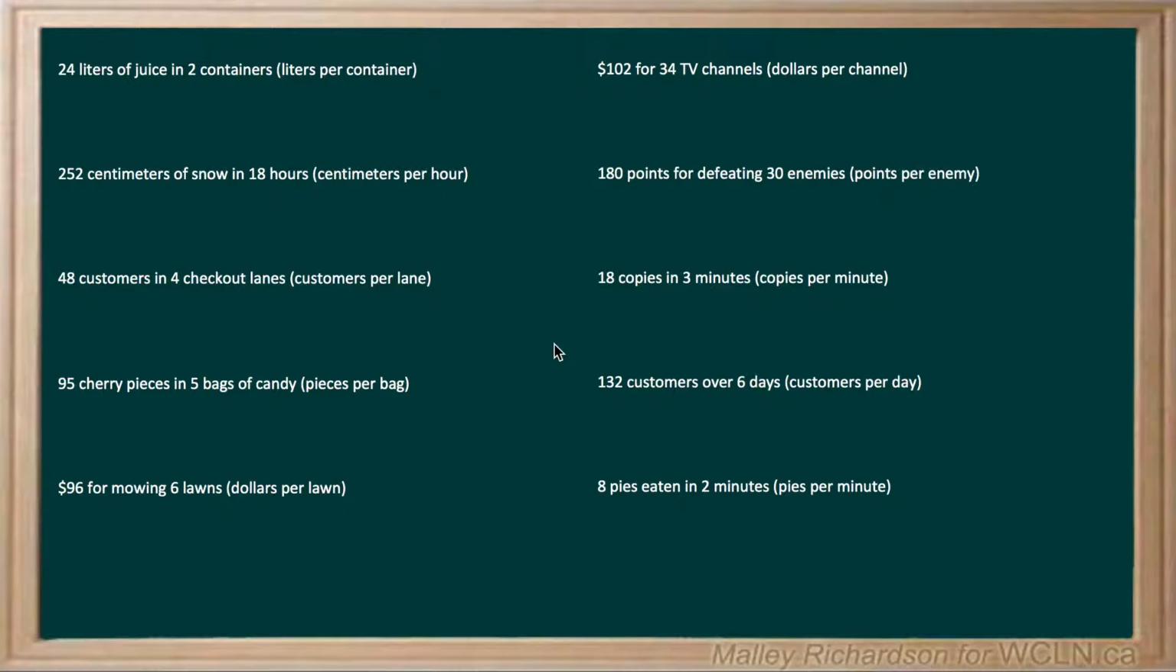We have 24 liters of juice in 2 containers, and we want to find how many liters per container. So we're first going to start off by writing the ratio of 24 liters per 2 containers, and then we want to convert this to a unit ratio. A unit ratio always has a second term as 1, so we're going to divide this by 2 and this by 2 to get our second term of 1. 24 divided by 2 is 12, and then 2 divided by 2 is 1. So we have 12 liters to 1 container. So that means our final answer is going to be 12 liters per container.